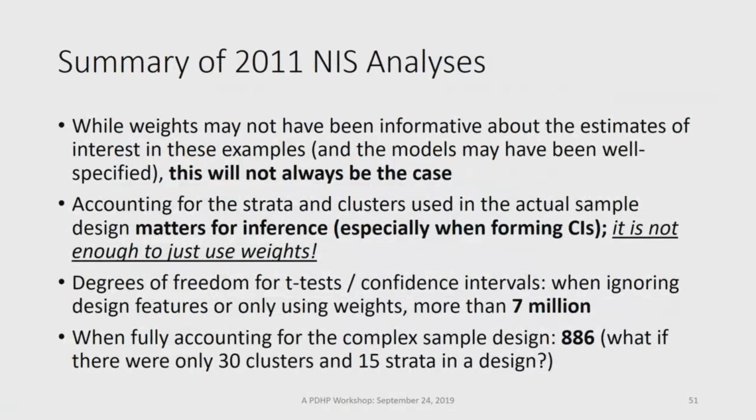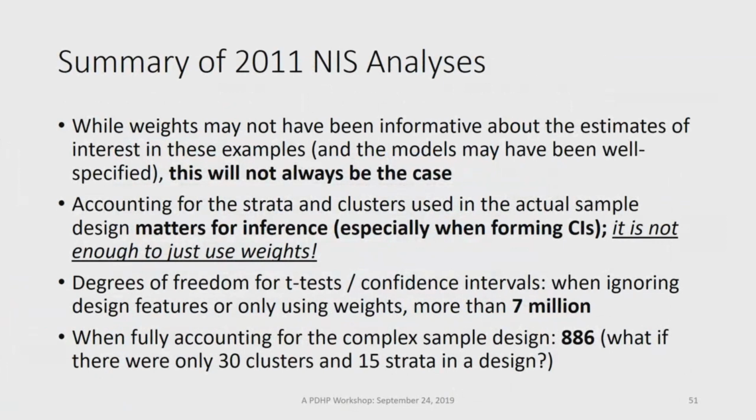So major takeaway points here from these analyses. The weights in this case were not informative about the estimates of interest, but again, this will not always be the case. This is just one example data set where the weights were not correlated with the variables that we were working with. But in this case, accounting for the strata and clusters did matter for inference, especially when forming confidence intervals, because the standard errors got a lot larger. So it's not enough to just use the weights in these kinds of analyses.